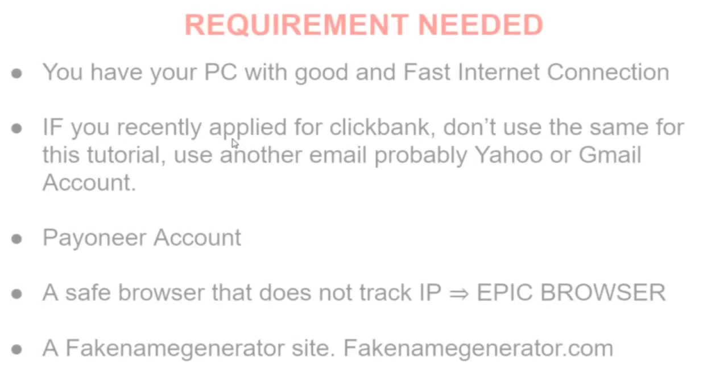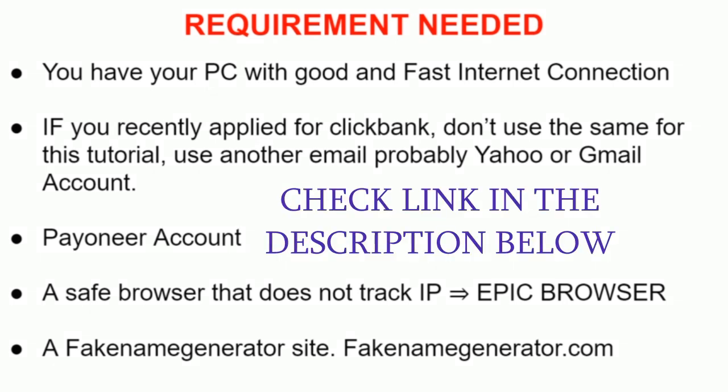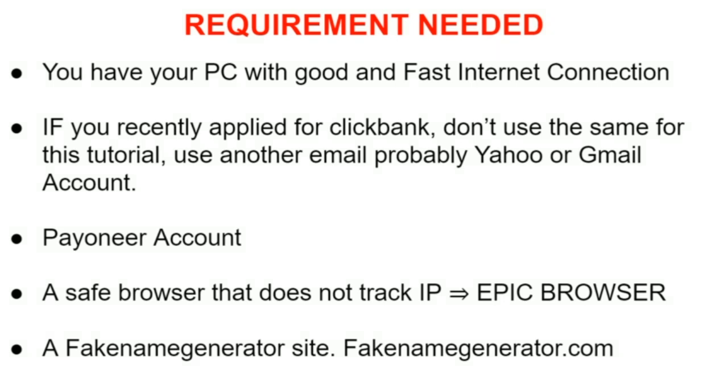So what are our requirements? You must have a PC with a good, fast internet connection to do this. If you have recently registered for Clickbank before, please don't use the same email, Gmail or Outlook. Just look for a new, another email, and a Pioneer account. This is how we are going to receive our payouts. If you don't have a Pioneer account, there is a link in the description below. Make sure you click on the link and register your Pioneer account. Use a safe browser; you don't need a VPN here. Epic browser is highly recommended, and a fake name generator that we use to generate our address and zip code. So let us get started.